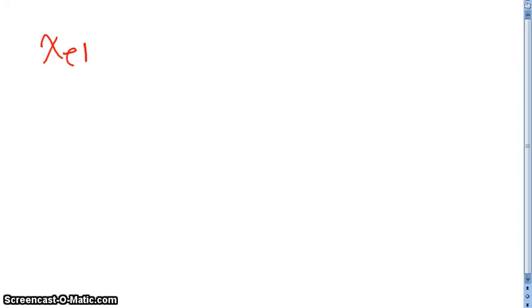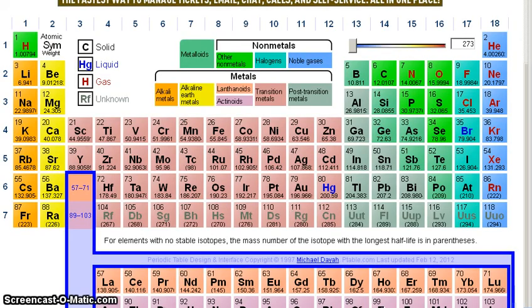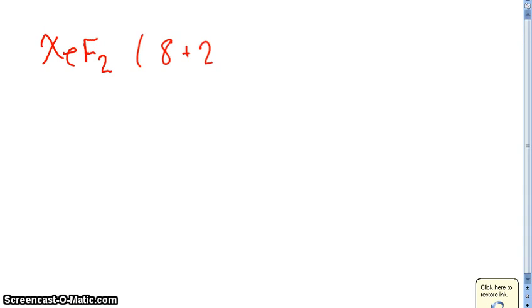Xenon with 2 fluorines attached to it. Back to the periodic table. We find xenon and it's in column 8. So it has 8 valence electrons in an outer shell. So it's very rare for xenon to actually bond because it has a full outer shell. And we also have 2 fluorines with 7 electrons in the outer shell each. So when we add that up, xenon has 8 plus 2 times 7 electrons in each fluorine. And that's 22 electrons.